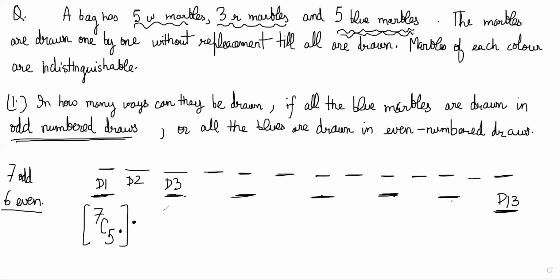8 factorial. 8 factorial would have been correct if all the 8 things were different from each other. So it's 8 factorial by 5 factorial and 3 factorial. If the objects are not different from each other and there are some which are alike, then obviously you'll have to divide by those numbers, no? Yeah.